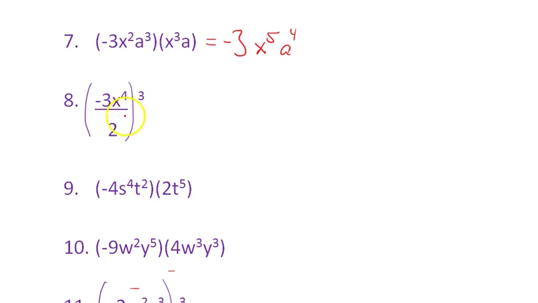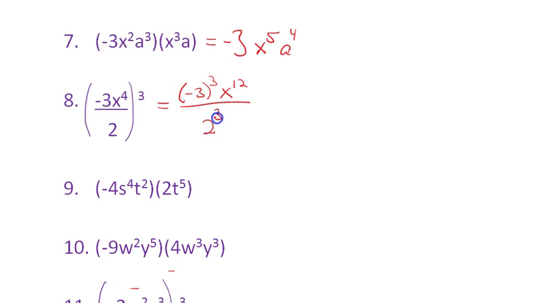Now number 8 is a situation where I do have several things that I can take this 3 to. This is a -3 inside, and I'm going to take it to a 3rd power. So again, I'm going to put that in parentheses. That just makes sure that when I type it in my calculator, I use the right sign and get the right answer sign-wise. Then x to the 4th to the 3rd is like a power to a power, so I'm going to multiply and get x to the 12th.